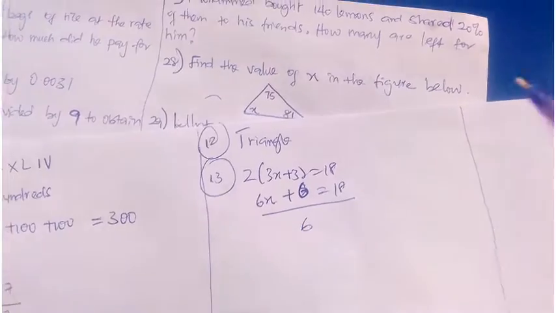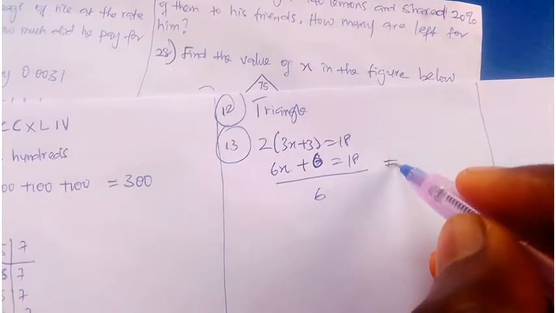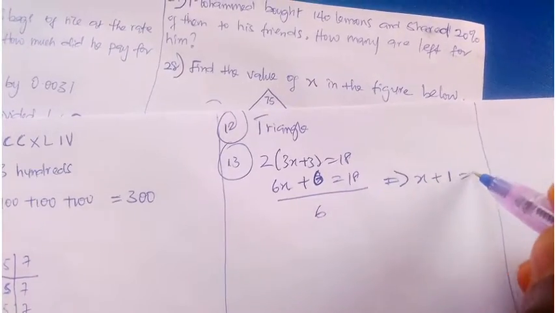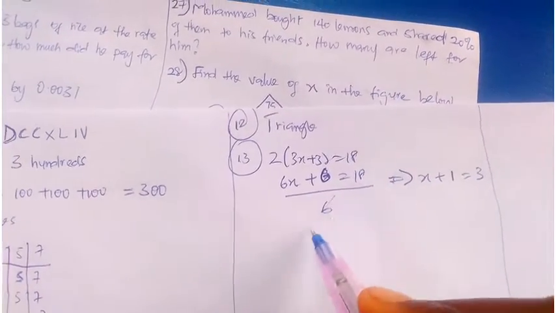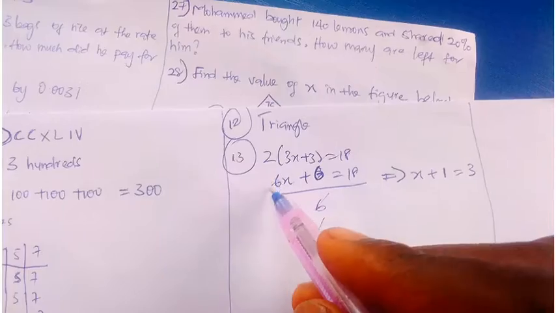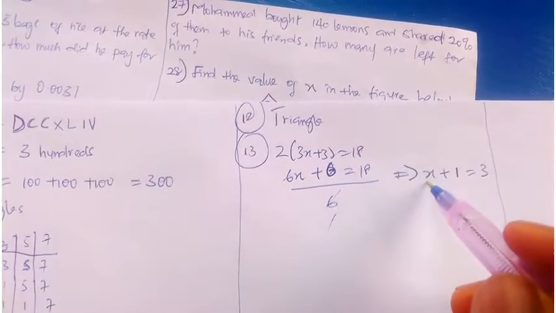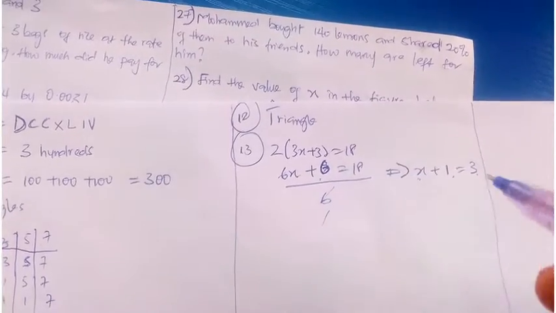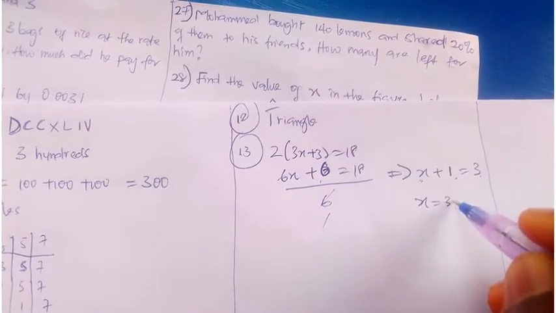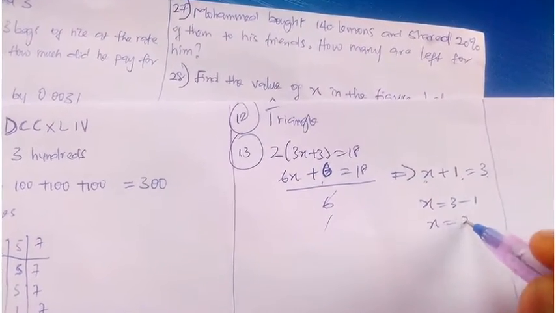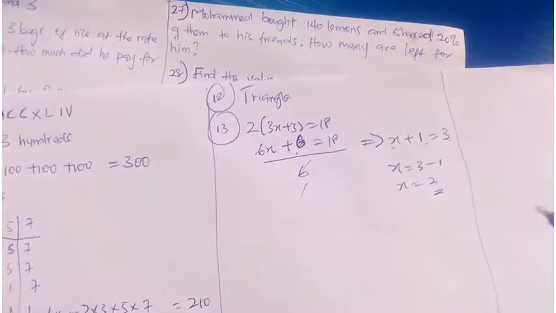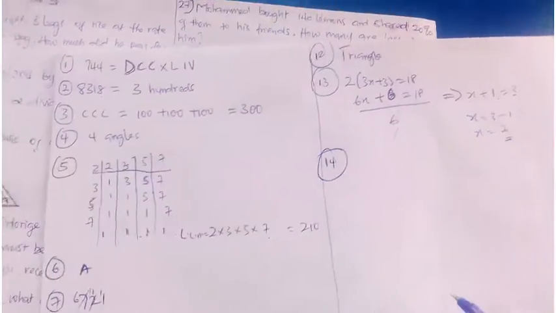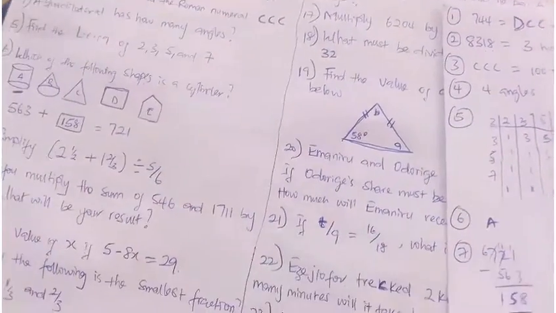Since 6 is common to everything, it implies I'm going to have x plus 1 equals 3. Why? Because 6 in 6 is 1. That's why I have 1x or x. 6 in 6 is 1. 6 in 18 is 3. From this place, x is equal to 3 minus 1. x is equal to 2. So by calculation, my x is 2.